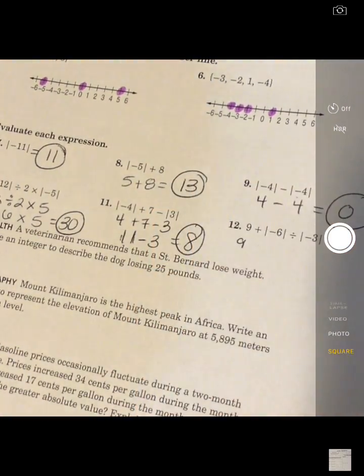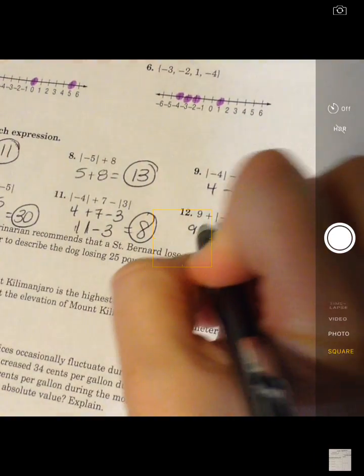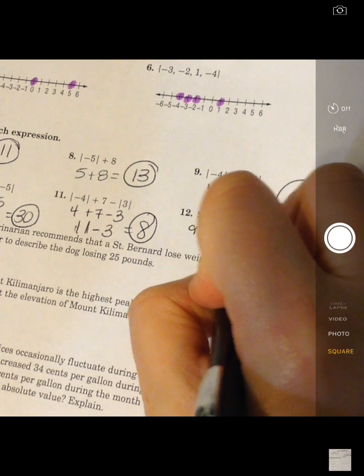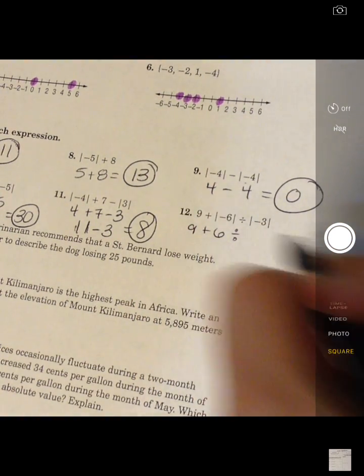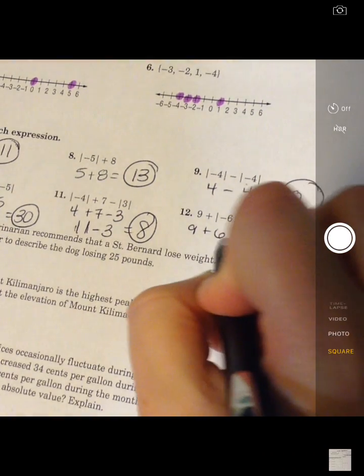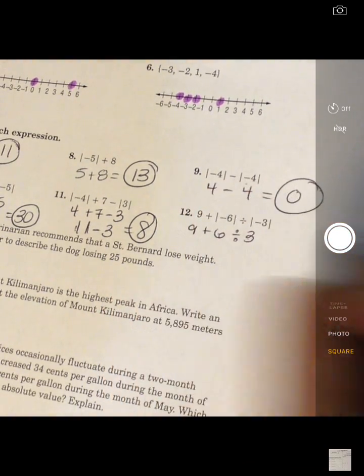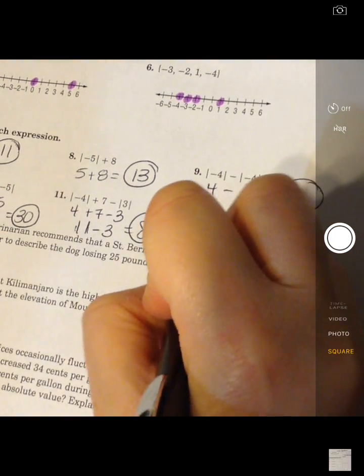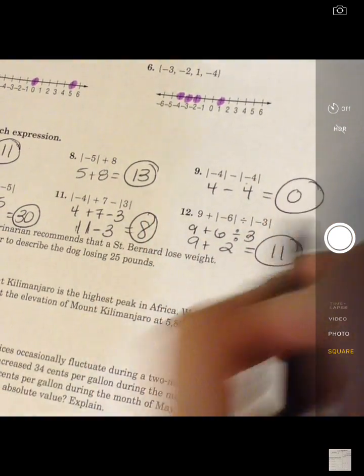Number 12, drop down the 9. The absolute value of negative 6 is 6. Drop down the division sign. The absolute value of negative 3 is 3. We have to do division first, so 6 divided by 3 gives me 2, and then I can add the 9. So that would leave me with 11.